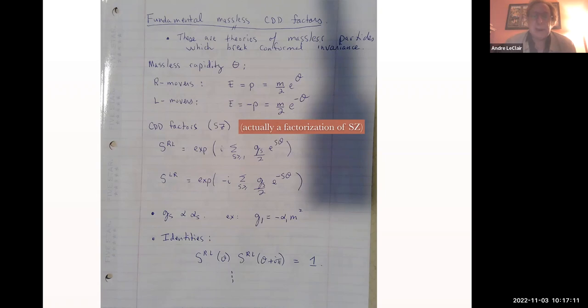Then the CDD factors were not written this way in the original papers. They were written as the product of S left-right and S right-left. If you take the product of these two factors, you get the exponential of i coupling times sinh theta. That's how the formula originally appeared in the Smirnov-Zamolodchikov paper. But eventually, in trying to understand the massless limit, I realized you had to factorize that S matrix into these two factors to get a sensible TBA and reproduce the results for pure TTbar.